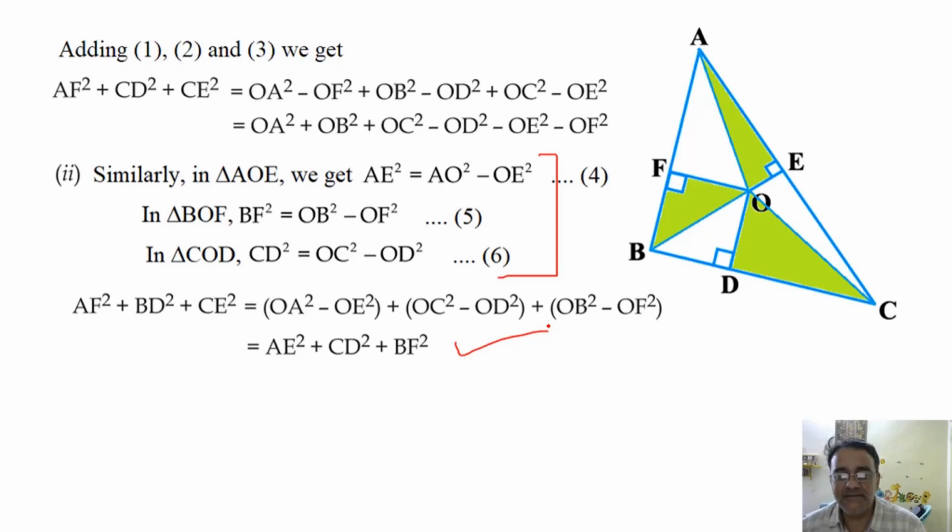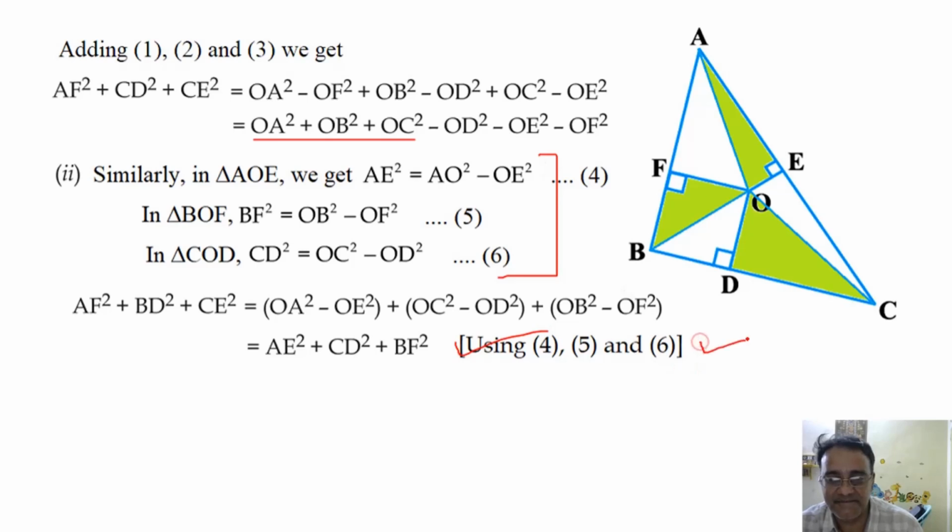किसी को कोई डाउट है? No, sir. ठीक है, क्योंकि AE स्क्वायर जो देखो सेम चीज मिल रहा है ना यहाँ पर OA स्क्वायर प्लस OB स्क्वायर प्लस OD स्क्वायर OC स्क्वायर minus OD square minus OE square minus OF square using 4, 5 and 6.